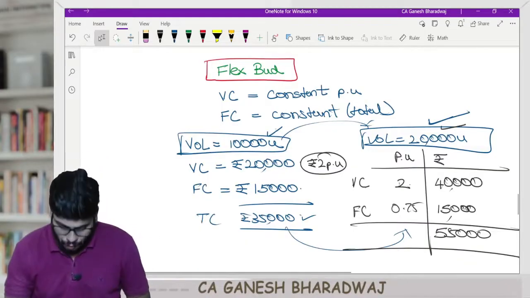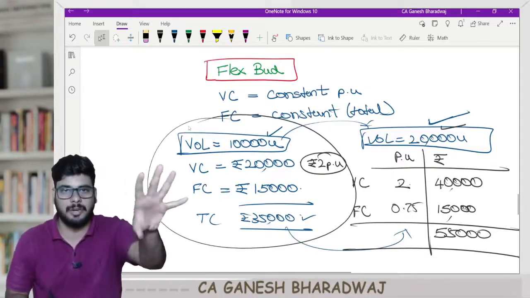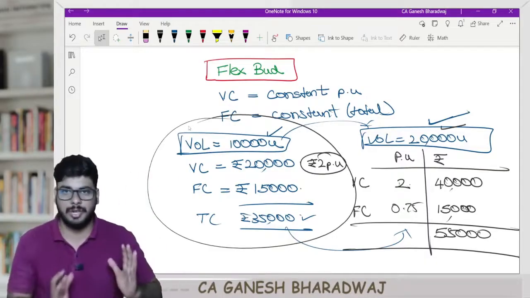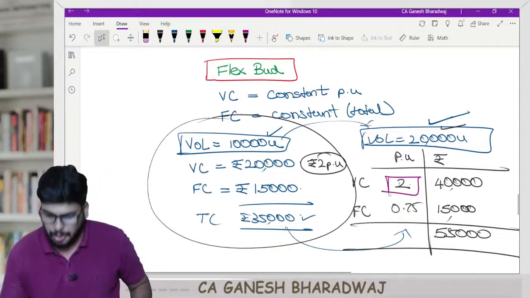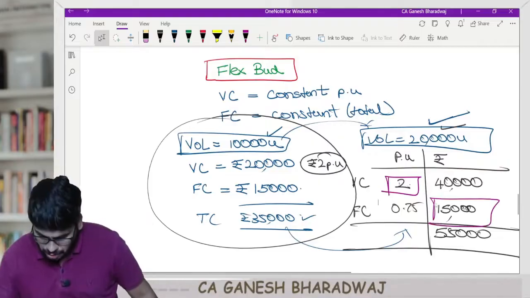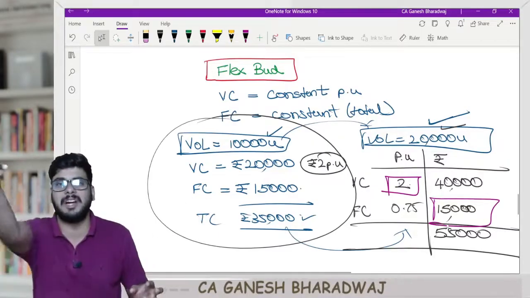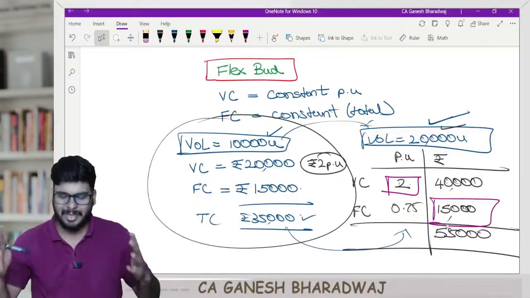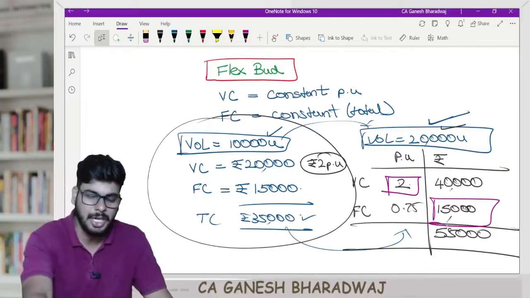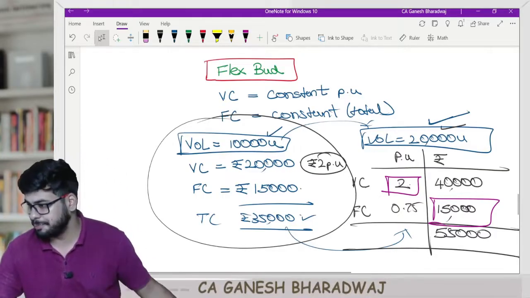So now for a given output level, that is a static budget, you convert the variable cost on a per unit level and the fixed cost on a total level, and for any volume level, you first fill in variable cost in the per unit column, fixed cost in the total column. The other column respectively can either be multiplied or divided to arrive at it. Clear with this, guys? This is all about the concept of flexible budget. So now we will be doing one numerical problem in this regard also.